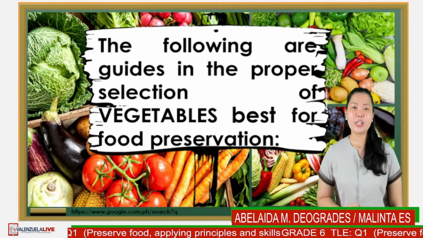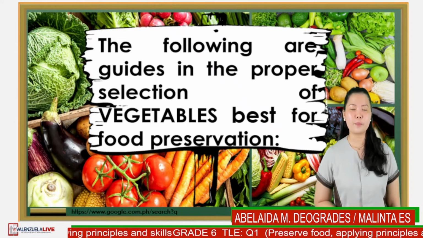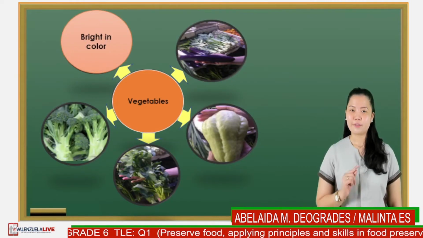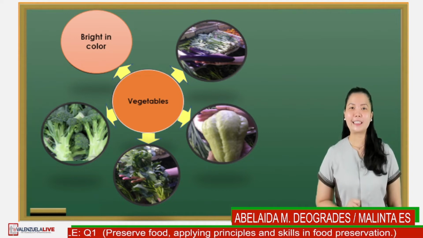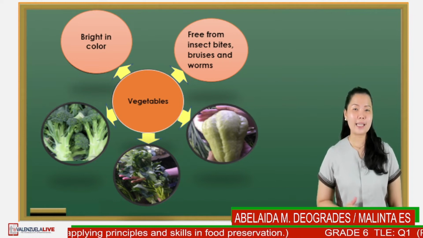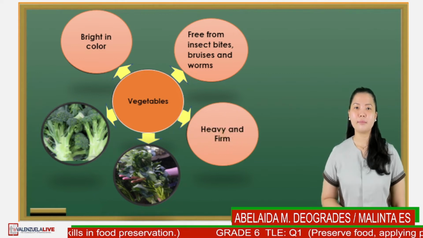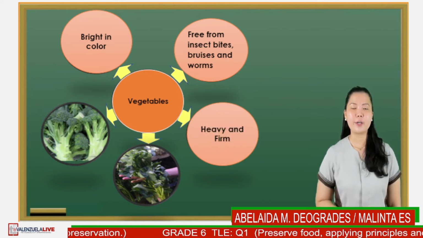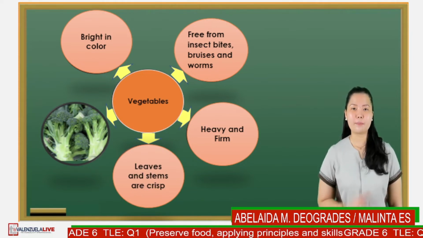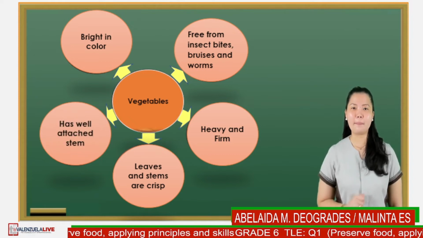Here are other guides in the proper selection of vegetables best for food preservation. First, bright in color. Second, free from insect bites, roaches, and worms. Third, heavy and firm. Fourth, leaves and stems are crisp. And fifth, has well-attached stem.